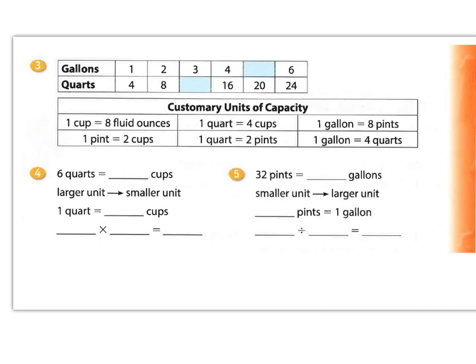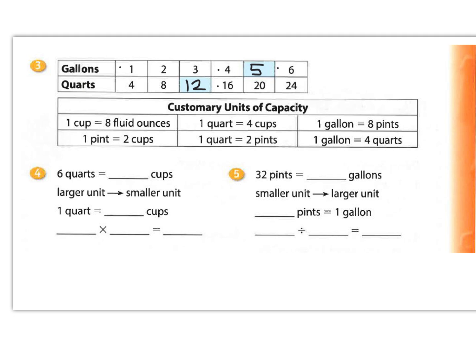All right, here's a chart to fill out. So 1 gallon equals 4 quarts, 2 gallons equals 8 quarts, 3 gallons equals, we're going up by 4, 12 quarts, 4 gallons equals 16. So 5 gallons equals 20 quarts, and then 6 gallons equals 24 quarts.